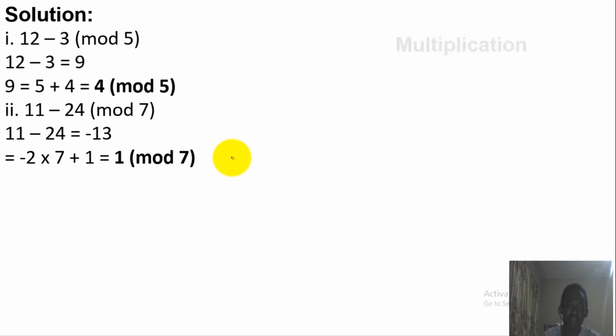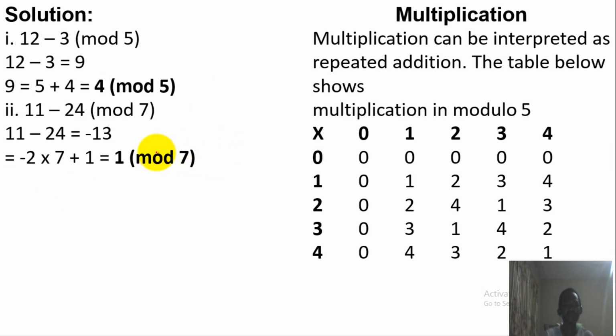Okay, you have the solution I've done. Basically, I used minus 3 as my variable s times 7, that will be minus 14, and I need to get minus 13. For me to do that, what I did was to add 1 to it, and since it's returning the remainder, it should be 1 mod 7.